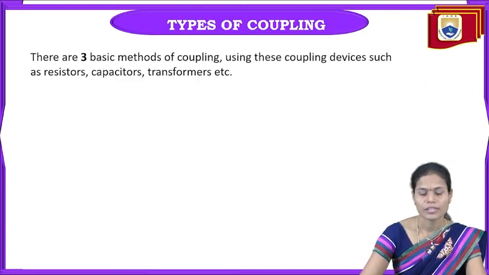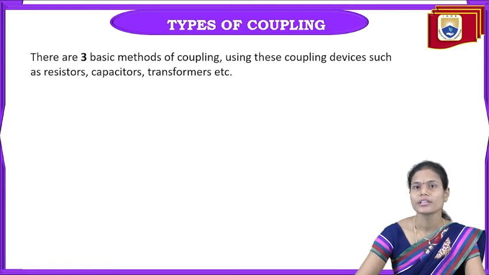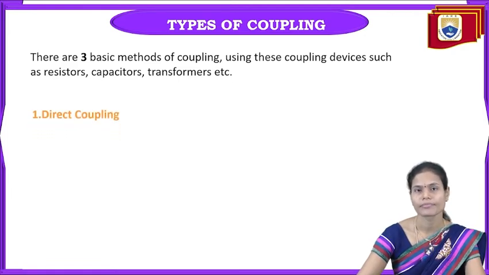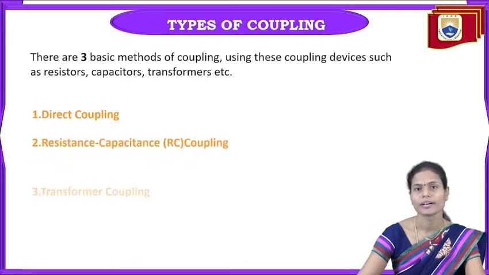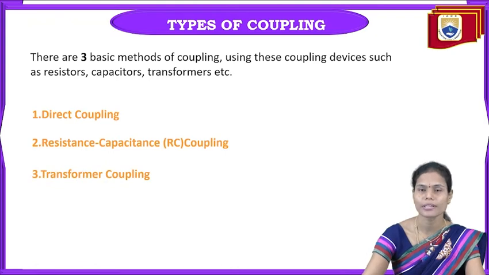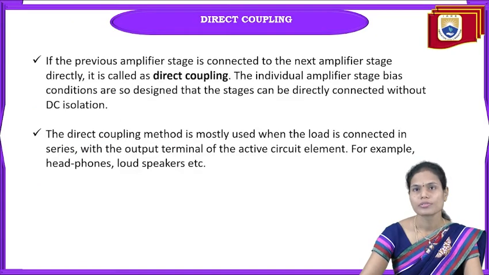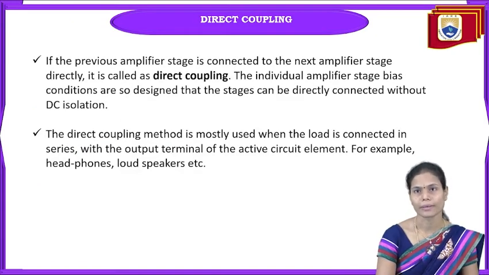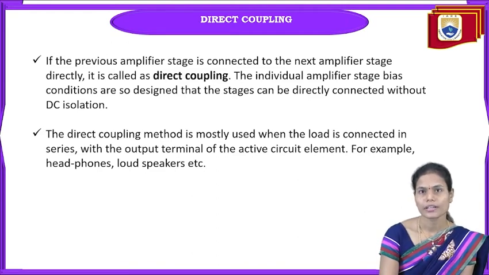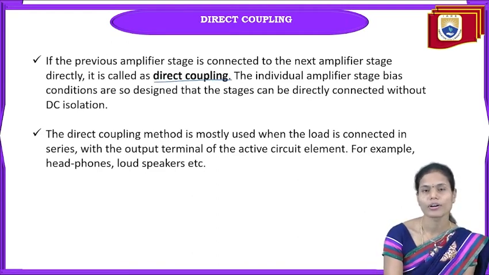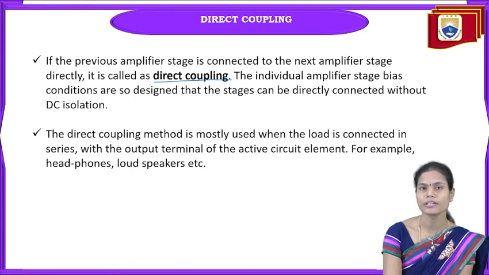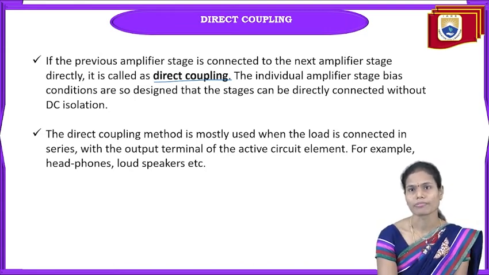So this depends upon the coupling devices used in the multi-stage amplifier. We have three types of coupling. The first one is direct coupling, the second one is resistance-capacitance coupling, and the third one is transformer coupling. First we'll see direct coupling. In direct coupling, as I have already mentioned, we will not provide any coupling device between the stages of the amplifier.